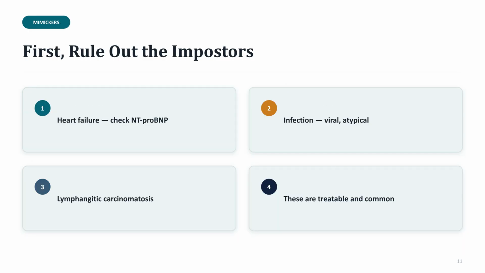Before you chase a rare fibrosis, rule out 3 common imposters that fill the lung diffusely. Heart failure. Check an NT-proBNP and consider a trial of diuresis. Infection. Viral and atypical bacterial pneumonias can look interstitial. And malignancy, especially lymphangitic carcinomatosis, cancer spreading along the lymphatics. These 3 are common, treatable, and missed when the team jumps straight to fibrosis. Exclude them first. Every time.